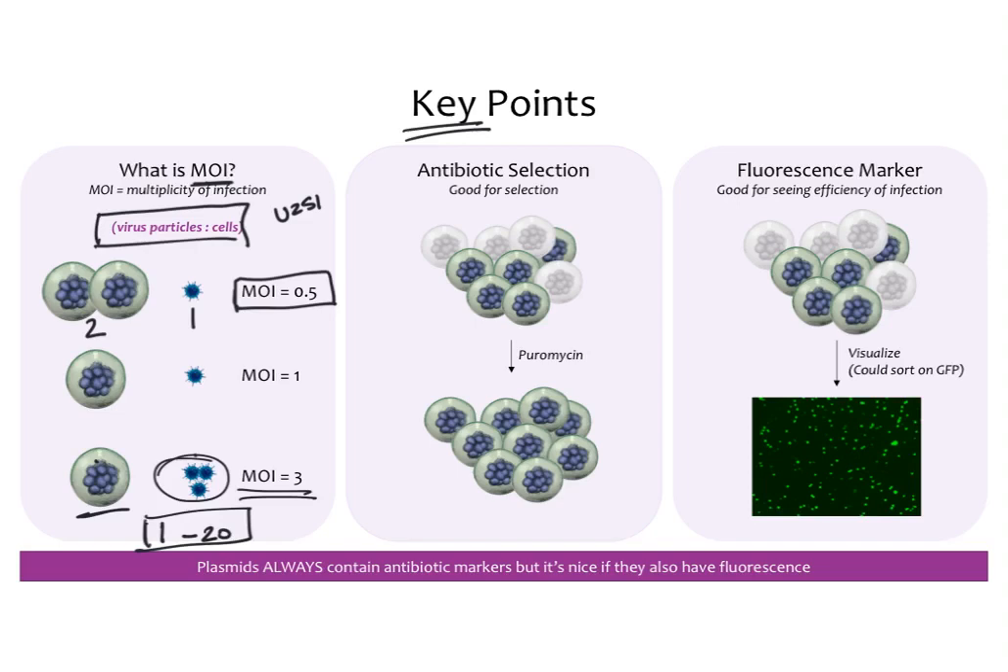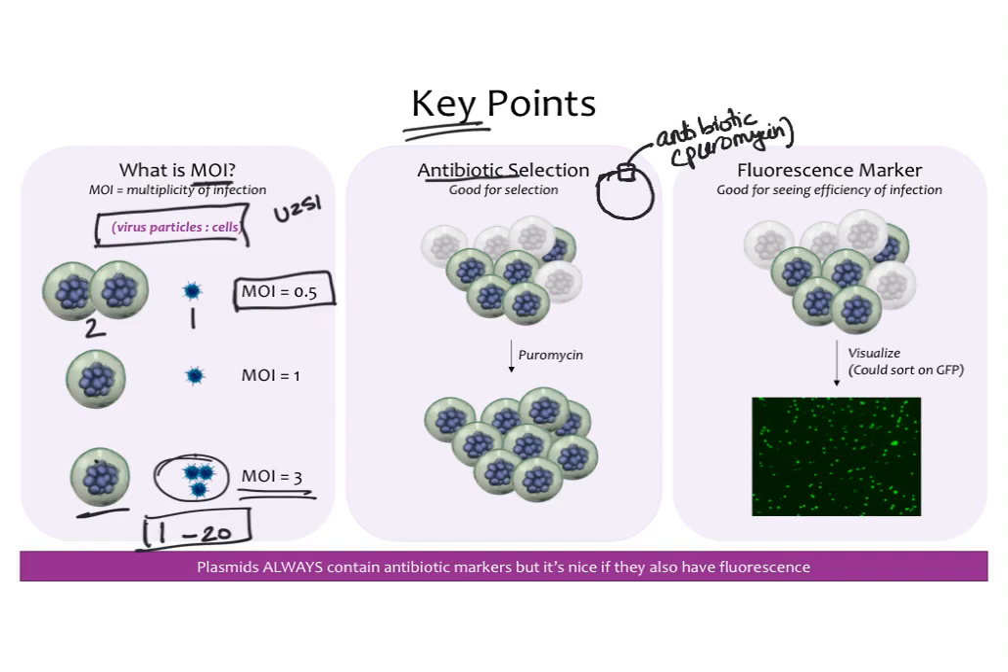And it's an important number for knowing how to be consistent experiment to experiment, because you want to make sure that you're always using the same amount of virus, so your experiments are controlled. The other thing to keep in mind is the antibiotic selection. So most plasmids will have a section that is the antibiotic selection piece. And like we talked about, this could be puromycin for mammalian cells.